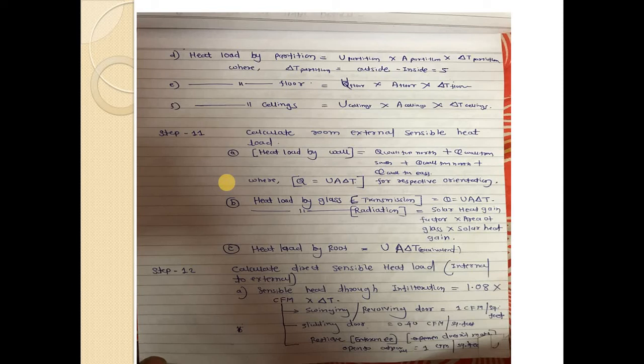CFM is cubic feet per minute, and for swinging and revolving doors we have to consider 1 CFM. Similarly, for a sliding door we have to consider 0.40 CFM per square foot. So these are some standard assumptions. On the basis of that, the sensible heat through infiltration is calculated, and the basic formula is 1.08, that is the ref factor, into CFM into delta T.